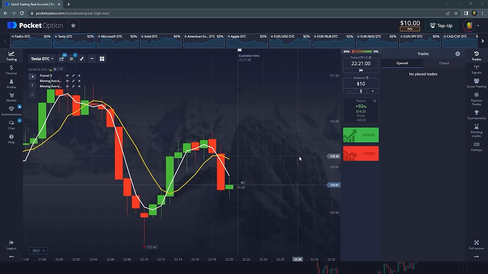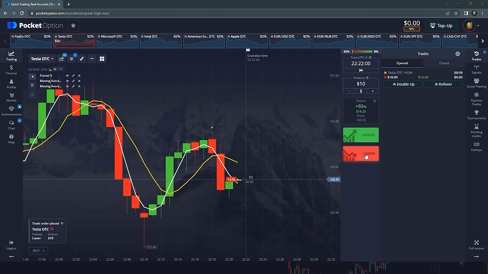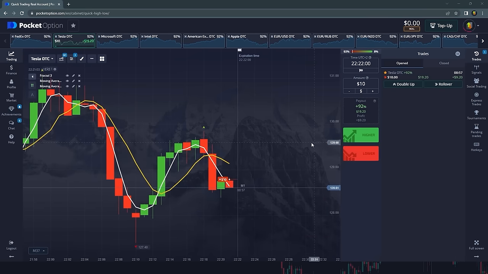Here the white moving average crosses below the yellow one. Wait for the green fractal spike. There it is, bet the price will go lower.